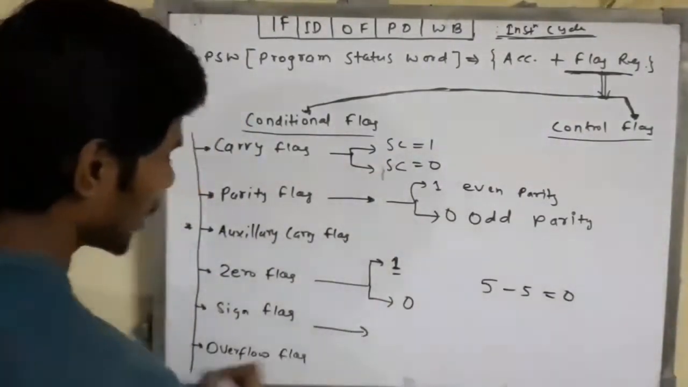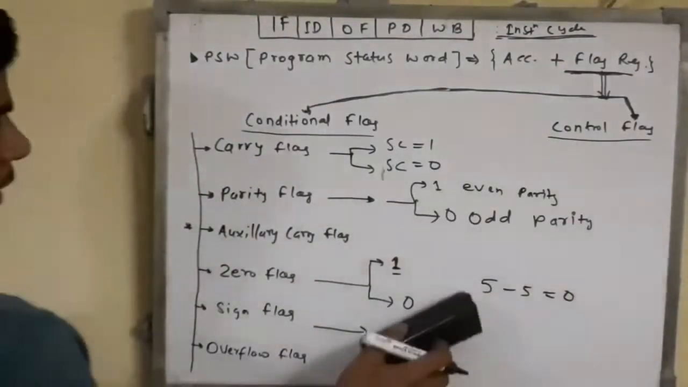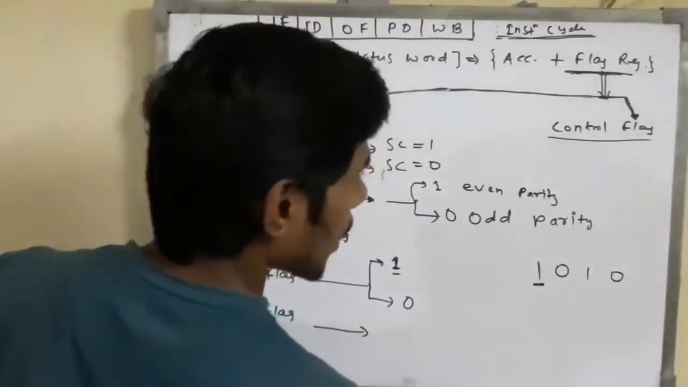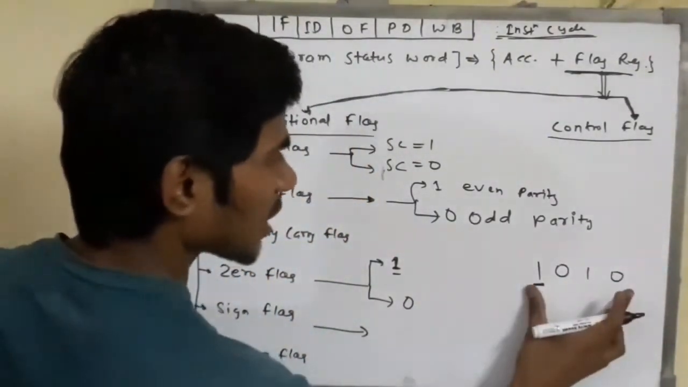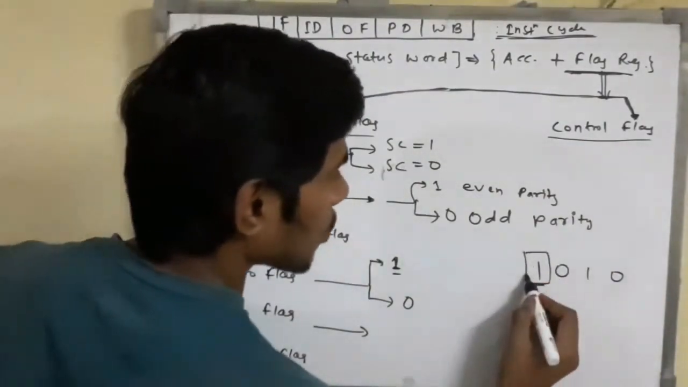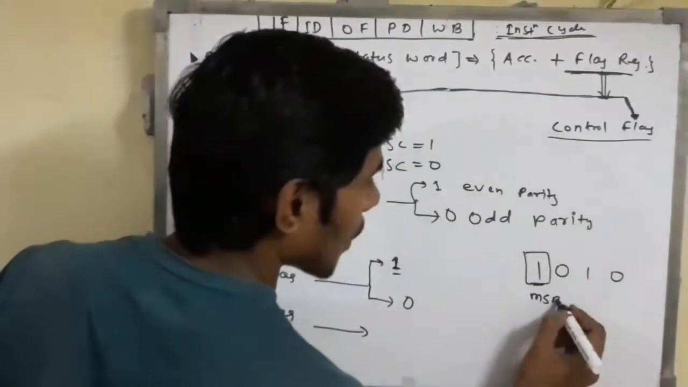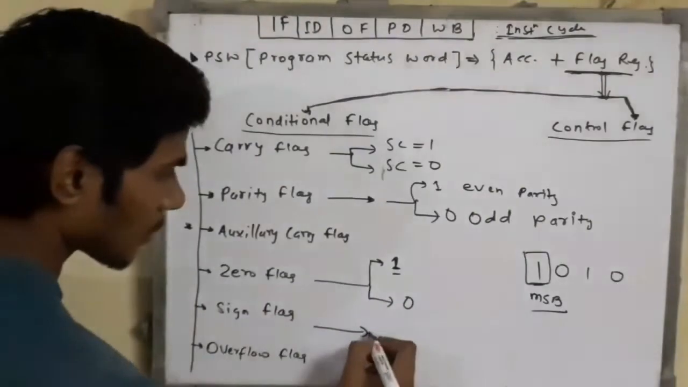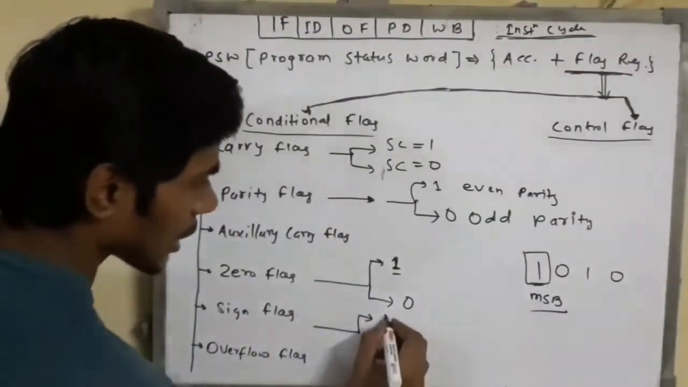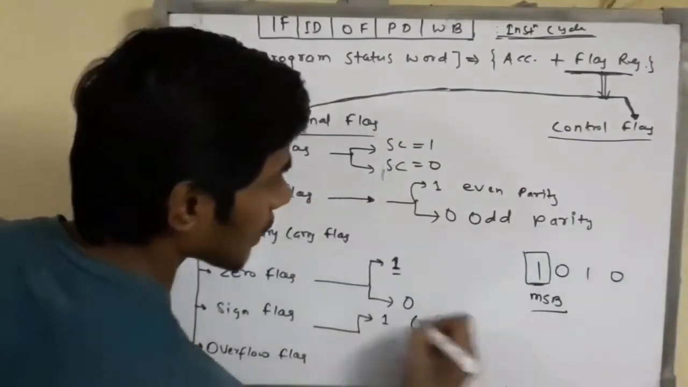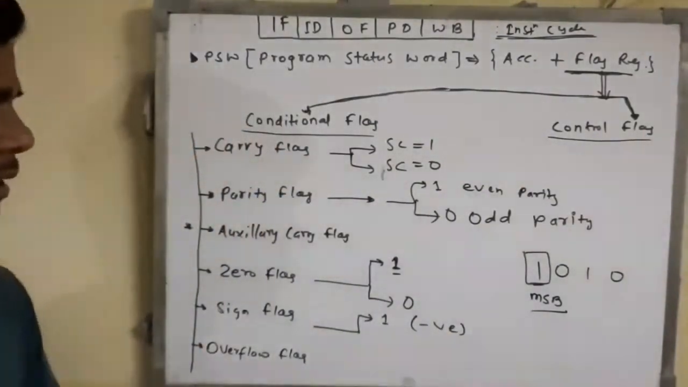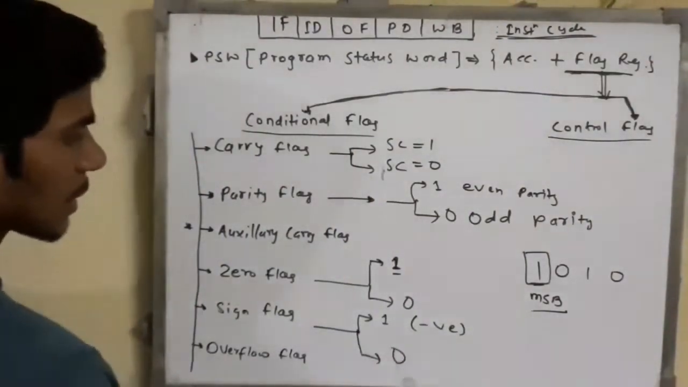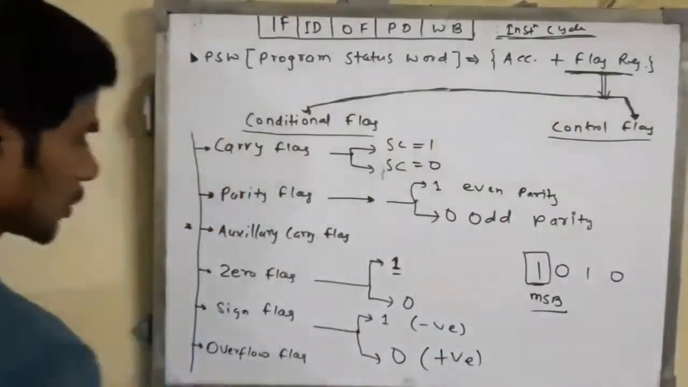Next, the sign flag. Let's say this is the scenario. We have performed some operation and we found this result. We have to take care of the MSB bit. If the MSB bit is 1, then the sign flag is set to 1. It means the value is negative. Otherwise, it is set to 0. This means the value is positive.